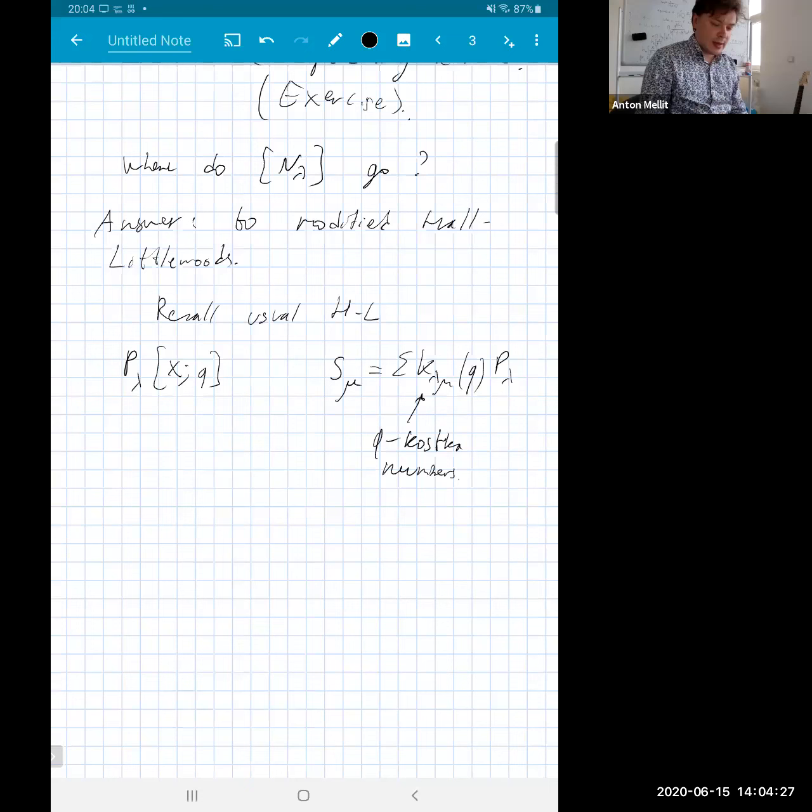The idea is that instead let's expand the other way around. Instead of P, you can consider h lambda transposed. Now these are polynomials. Also, this is a dual basis to P lambda.